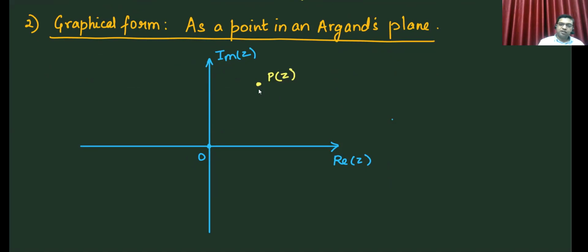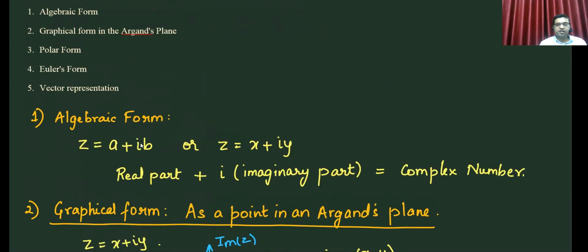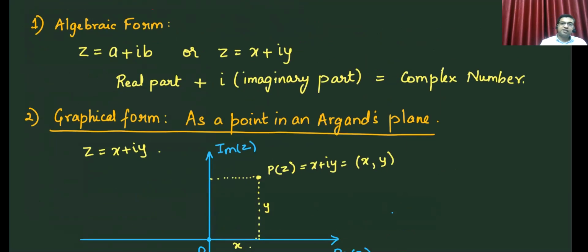And Z is x plus iy. This is the algebraic form. In the graphical form, it is represented as a point. Now this distance is x and this distance is y. So this is P, z. It is x plus iy. You can also represent it as x comma y, or you can simply say complex number z. So it is representing a point. So this is a graphical representation of a complex number. This is the algebraic form. This is graphical form. Next is polar form.